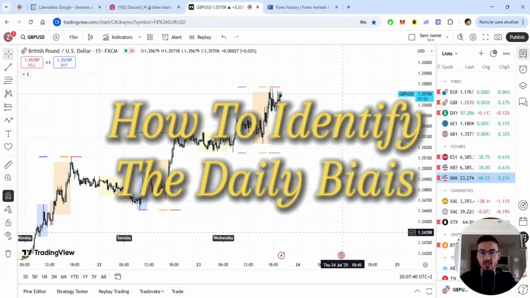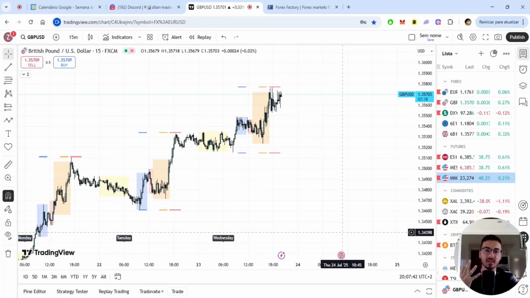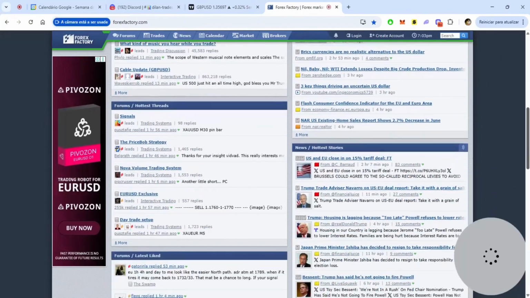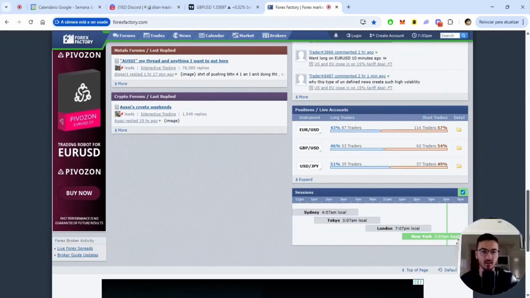How to identify the bias for the day. There's mainly three ways I use, and we're going to go from least reliable to most reliable. So the first one is a pretty simple one that you can use as a confluence, is to know whether retail traders are selling or buying, right?